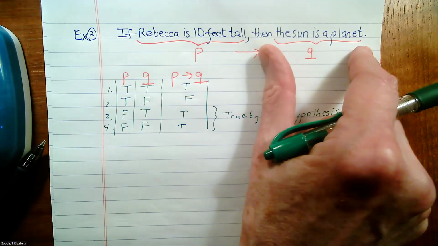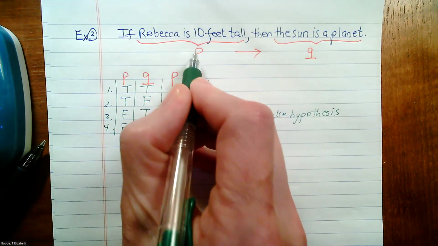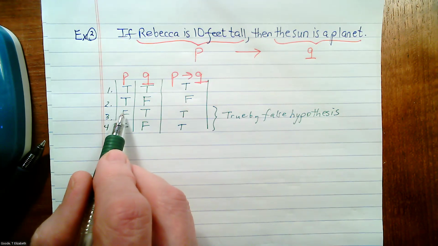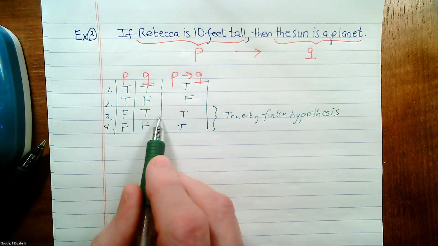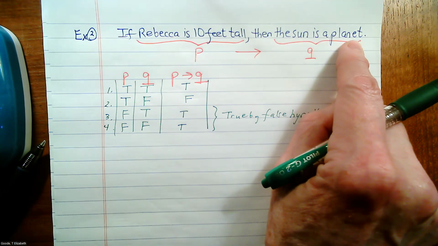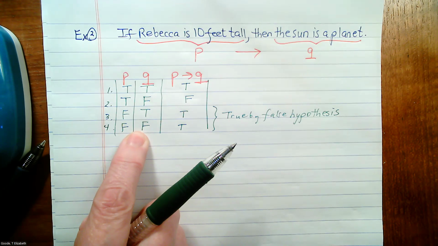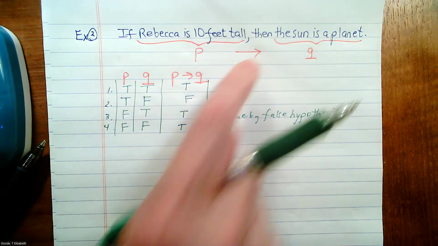The sun is a star, right? I could have put the Earth as a planet, but the point is it really doesn't matter, because the minute we know that P is false, we know we're looking at either row 3 or row 4, right? Because you're not 10 feet tall. In either situation, whether the sun is a planet or a star, it doesn't matter whether what we wrote was true or false. It happens to be false. But the point is, if P then Q is going to be true by false hypothesis.